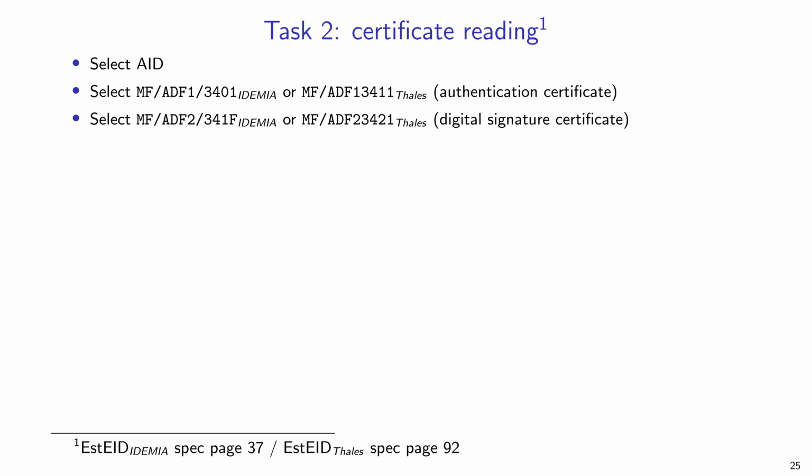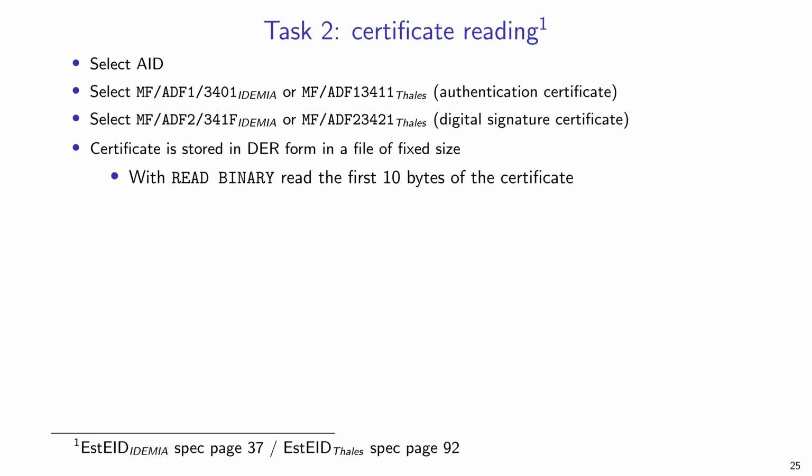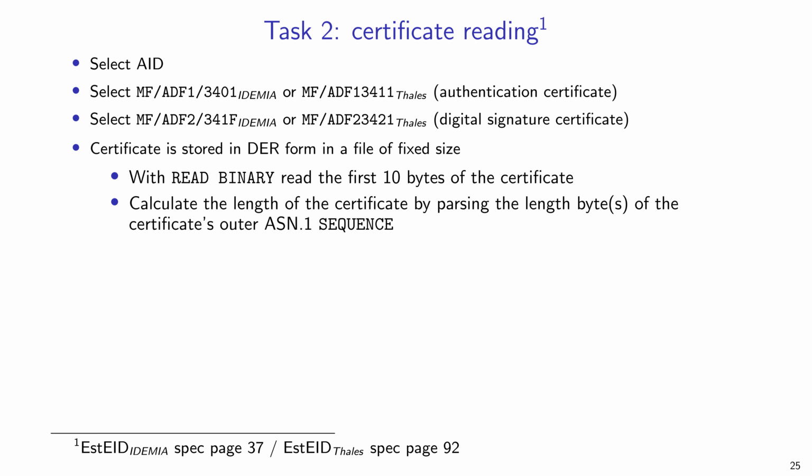For reading the digital signature certificate, the steps are similar. The certificate is stored in DER form in a file of fixed size. So what you have to do first is this. With the read binary command, read the first 10 bytes of the certificate file. Then you have to calculate the length of the certificate by parsing the length bytes of the certificate's outer ASN.1 sequence. And the requirement is that all possible DER length values must be correctly handled. You cannot hardcode that the length is specified in the byte at offset 5, for example. Your solution has to correctly handle certificates of any size and not just the size of the certificate you have on your card.